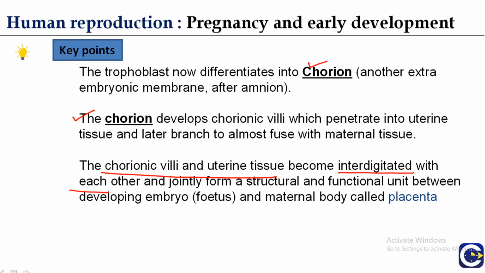So I have already explained this. Chorionic villi and the uterine tissue jointly form a very important structure, which is a functional unit between the developing embryo and the maternal body, and this structure is known as the placenta.